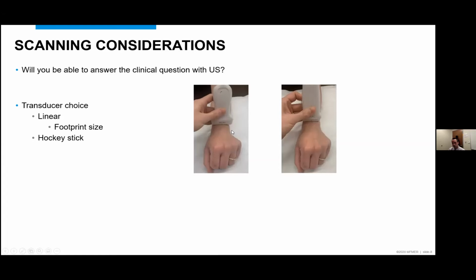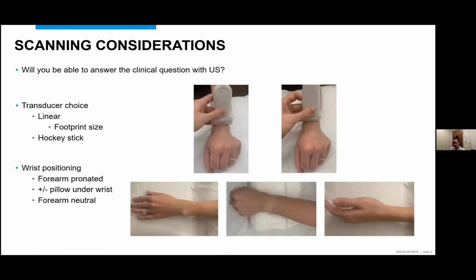Things to consider too, when you're using a little bit bigger footprint, is you can see some overhang here based on the size of the wrist. So you might have to do a little gel standoff. You want to get that pretty picture, or else you're going to have some black space on the corner. And then the hockey stick can be really useful for evaluating even smaller structures and things like nerves.